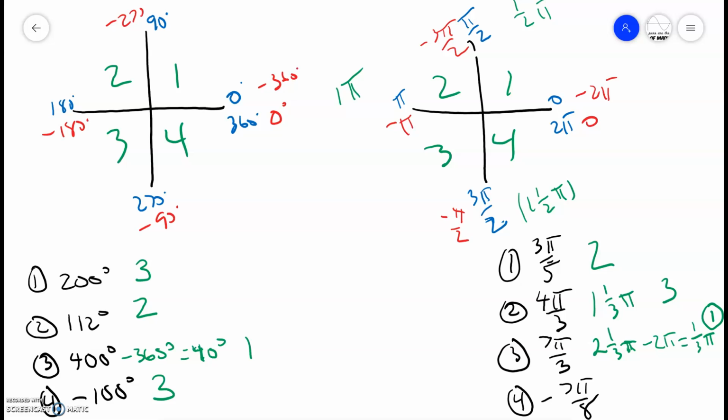Number 4, negative. All right, negative is tricky. So negative 7/8. Well, 7/8 is less than 1, but is it more than 1/2? Here's the negative 1/2, or is it less than? It's definitely more, so it's going to be quadrant 3. So those ones are a little bit tricky. Okay, so hopefully that helps a little bit more.